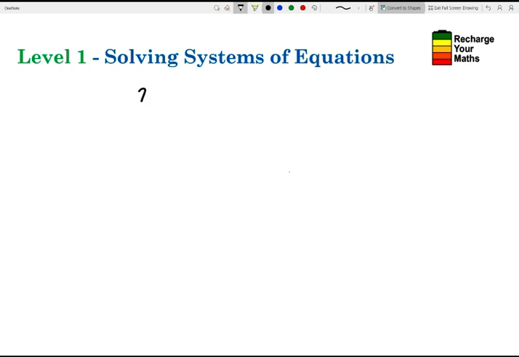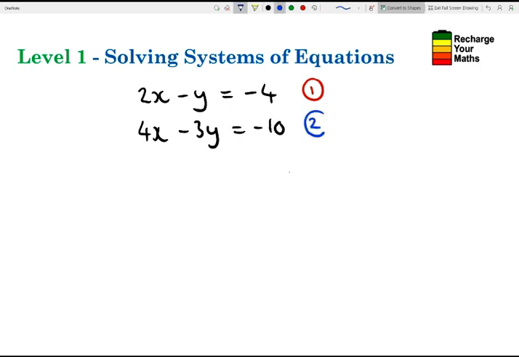The system is 2x minus y equals minus 4, and we'll call that equation 1, and 4x minus 3y equals minus 10, and we'll call that equation 2. We're going to be solving this in three different ways, but we're going to start off solving it using substitution.